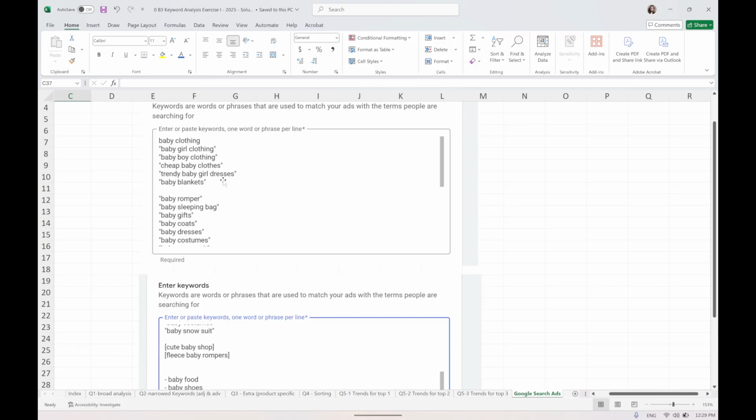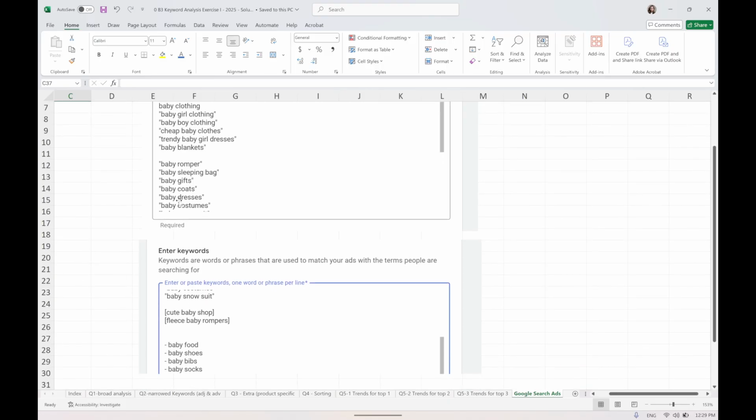Trendy baby girl dresses, that was having some good search volume. Baby blankets, baby romper. I told you I'm going to try baby romper instead of baby rompers, but this shouldn't be a problem, I hope. I should have added baby rompers also. Baby sleeping bag, baby gifts, baby coats, baby dresses, baby costumes. Yes, indeed, baby costumes.